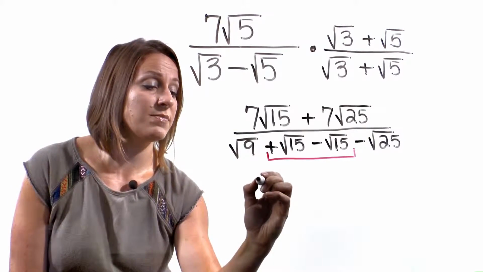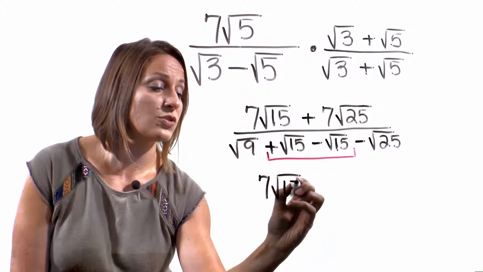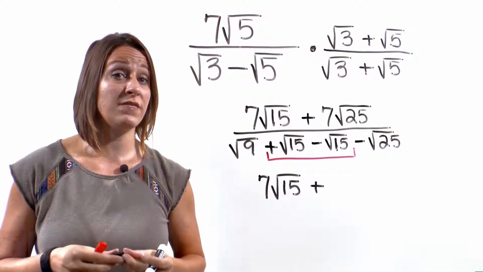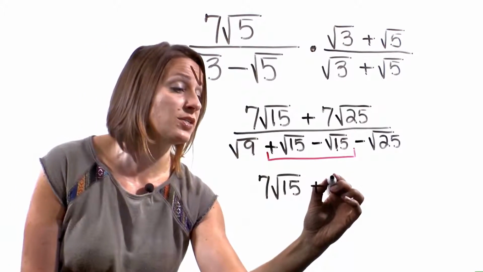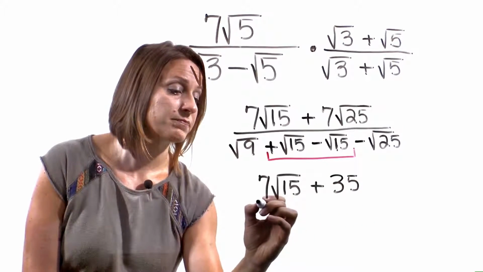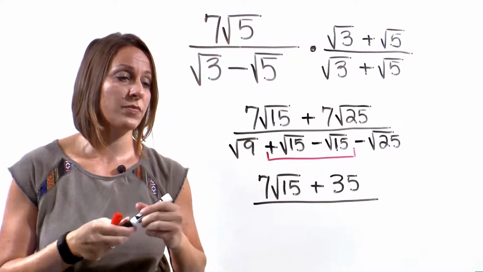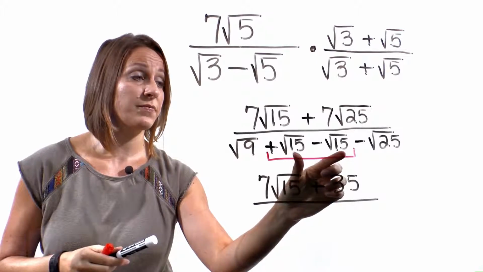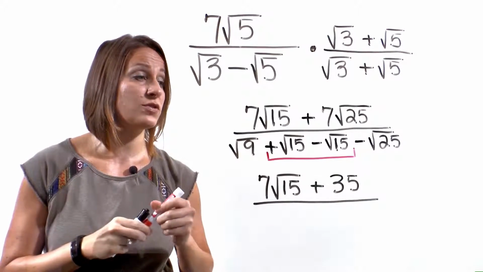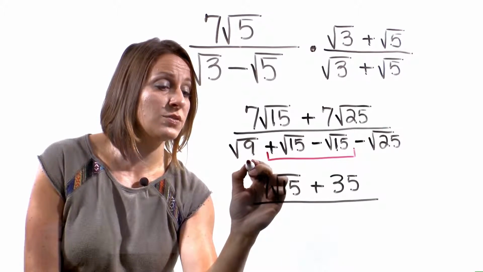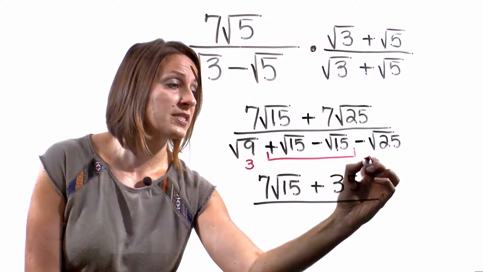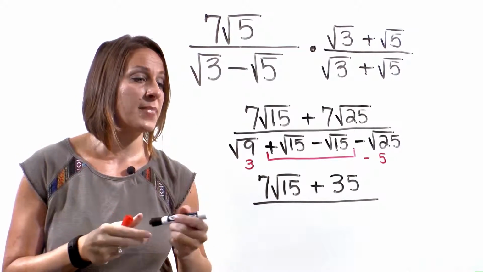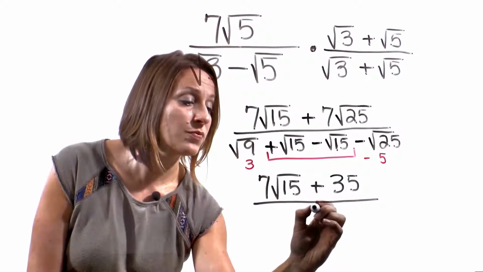Our top simplifies to 7 square root of 15 plus, we can take the square root of 25, which is 5, so 5 times 7 is 35, over the square root of 9, which is 3. These cancel out. And then we have the square root of 25 is 5. So this one is going to be a 3, and this one is going to stay a minus 5. And our middle cancels. 3 minus 5 is a negative 2.